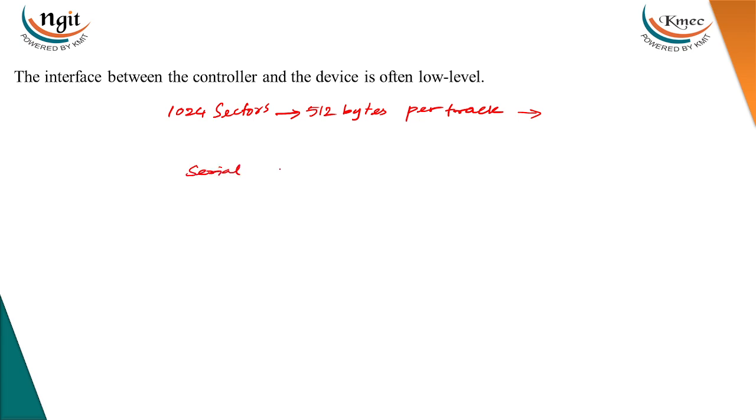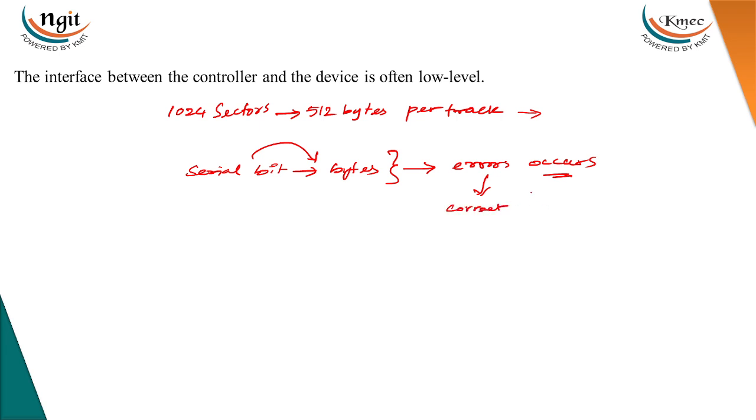The controller's job is to convert the serial bit stream into blocks of bytes. After converting these bits to bytes, we need to make sure that no errors occur. If there are any errors, we need to correct them by using error correcting methods.